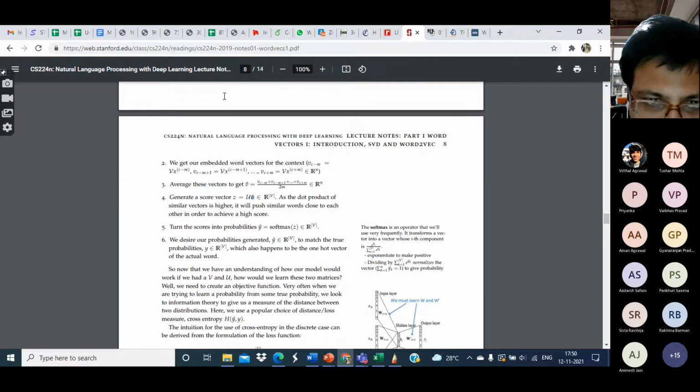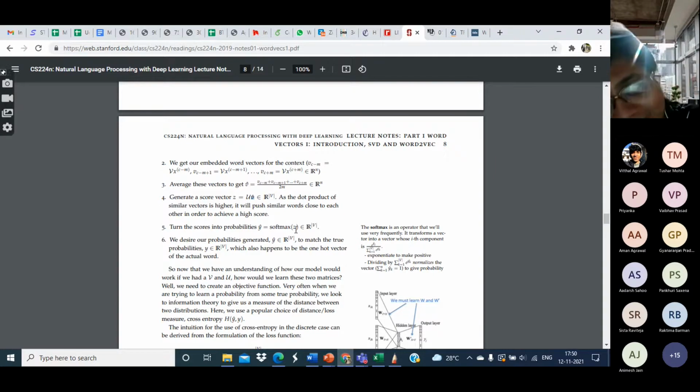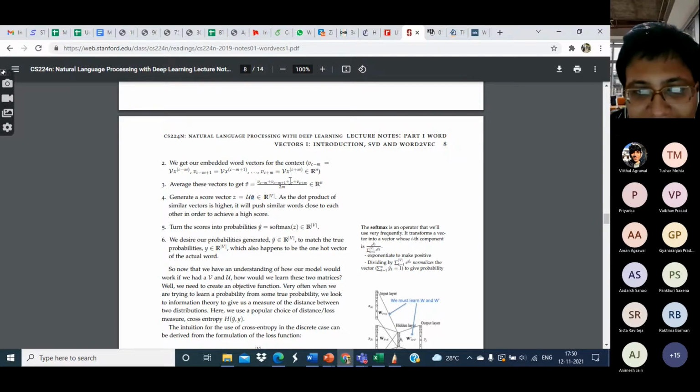In general, this Z will not be a probability distribution, but I will convert it into a probability distribution by applying the softmax function. The softmax function takes any vector as input and converts it into a probability distribution of the same dimension. In this case, Z is a V-dimensional vector, so if I apply softmax to it, I will get a probability over V items.